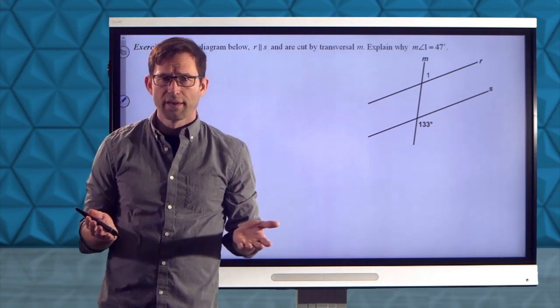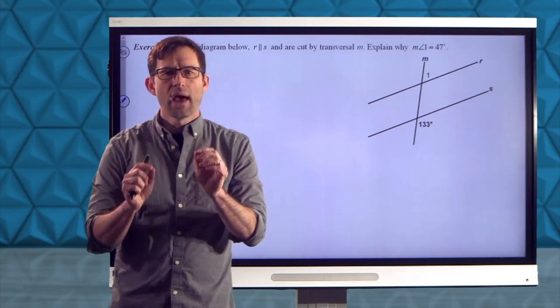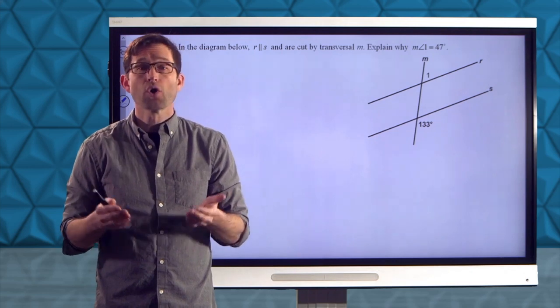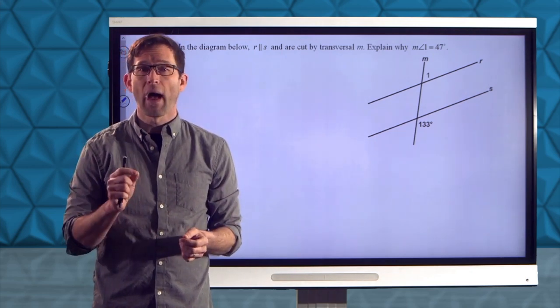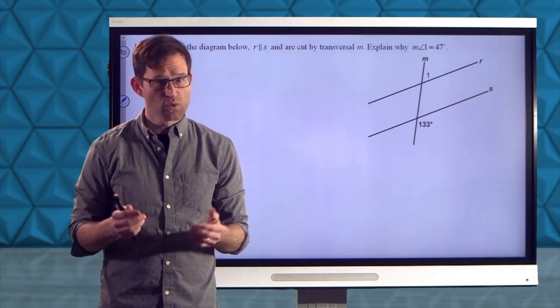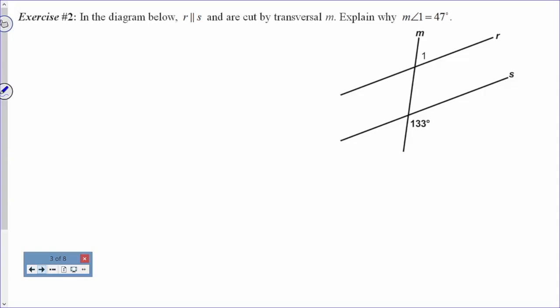All right, I say we go through it. Okay, now, it is almost never problematic to add things to a diagram, especially the numbering of angles. We'll do that a lot in this course, okay? So I'm going to say that that is angle 2.